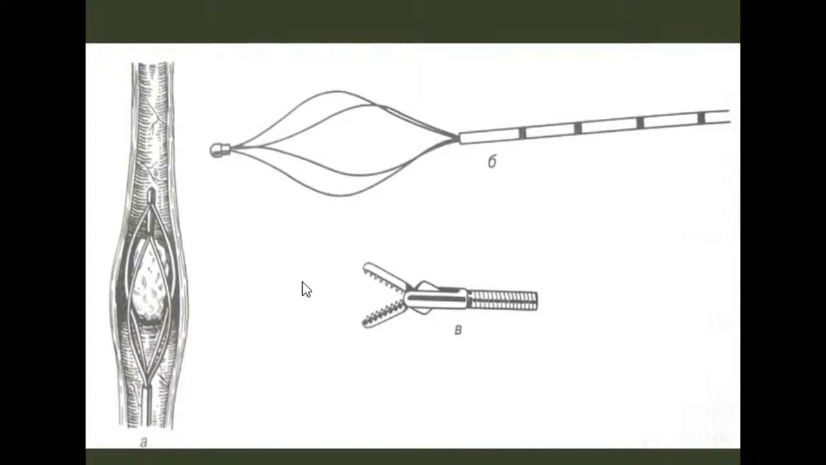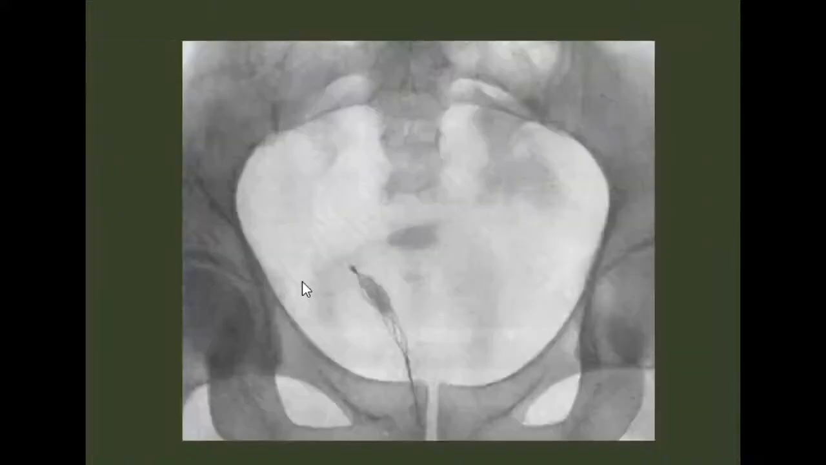And traction downward leads to fixation of the stone and evacuation. You can see also special forceps, which we can insert under visual control. For example, we use a ureteroscope, and under this control, we can fixate small fragments of stone, or small stones, by these forceps and evacuate them outside. You can see an X-ray picture. You can see a stone fixated by this Dormia basket in the distal part of the ureter.